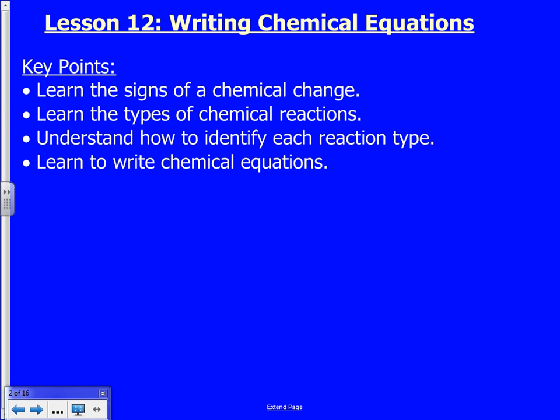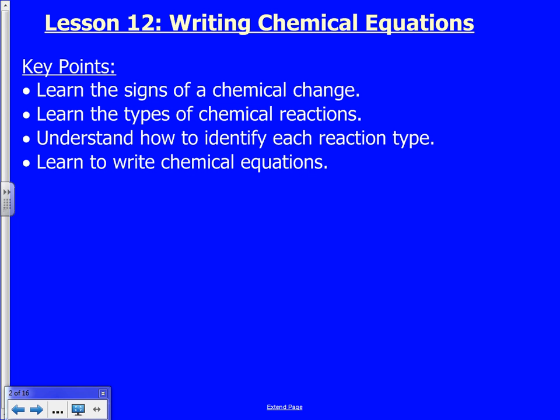Now, we have to be able to write formulas correctly to do this. We have to be able to read names correctly in order to write reactions, which is why we've said that those are so important as well. So we're going to review the signs of a chemical change. We're going to learn the types of chemical reactions. We're only going to go over the basic 5. There are actually more than that, but we're going to go over the basic 5. Understand how to identify each reaction type. They are each obviously different. And then obviously learn how to write them.